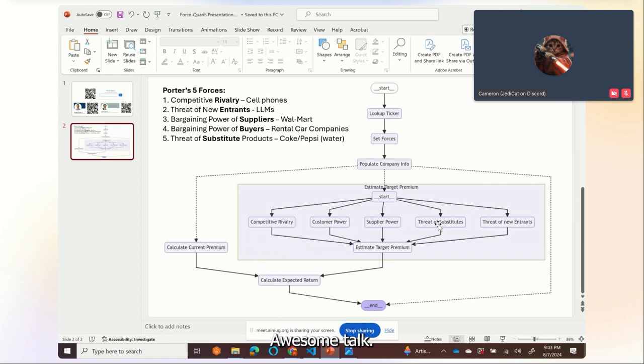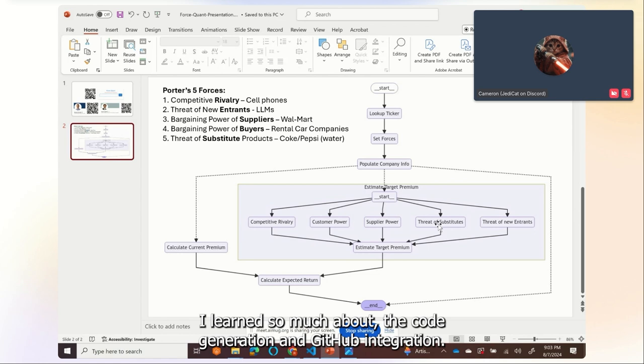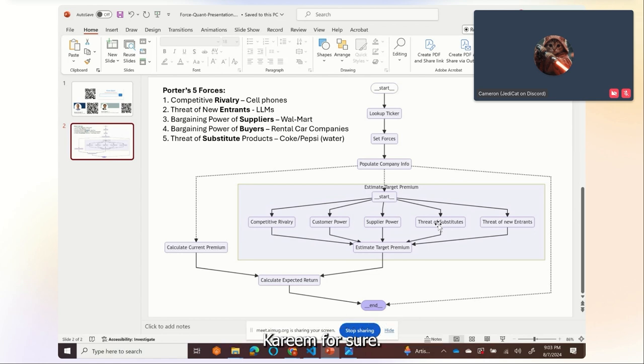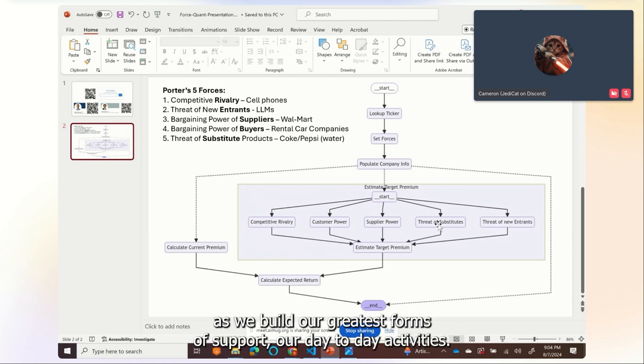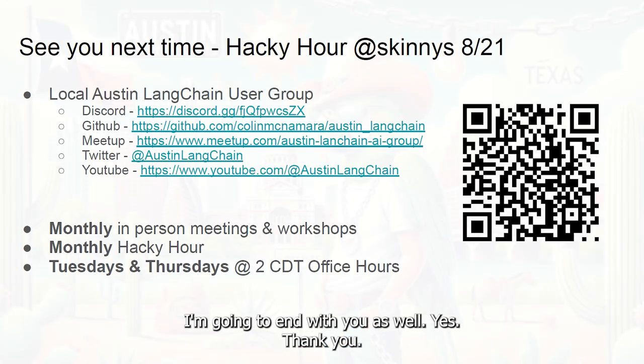We do have people that I want to thank. Karim, it was an awesome, awesome talk. I learned so much about code generation and GitHub integration. Karim, thank you for continuing to share your journey through tool calling and extending these local models. And Rob, thank you so much for giving us a viewpoint into your wealth of experience in financial analysis and the software side of it. And both of you for collaborating over a day and a half to really show the rapid prototyping capabilities that we can start to see as we build our agents that support our day-to-day activities. So thank you so much. Oh, and Ricky as well. Yes, thank you.